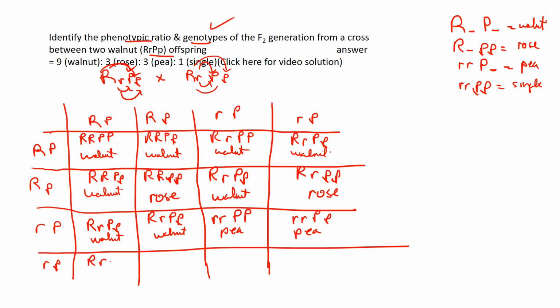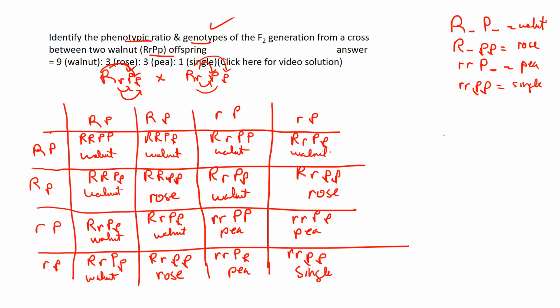Capital R, big P, little p, there's our walnut, should be our last one. Big R, little r, again, show your dominant alleles first, big R, little p, there's going to be another rose. And little r, big P, little p, as long as I have little r's and a big P, it's going to be a P. And then our little r, little p, there's our single.